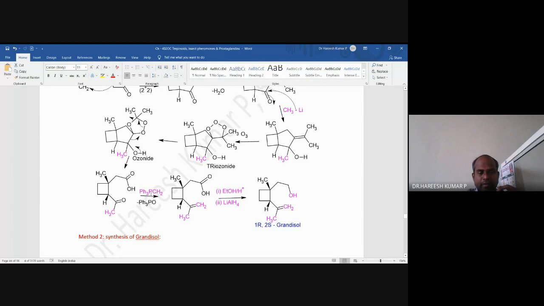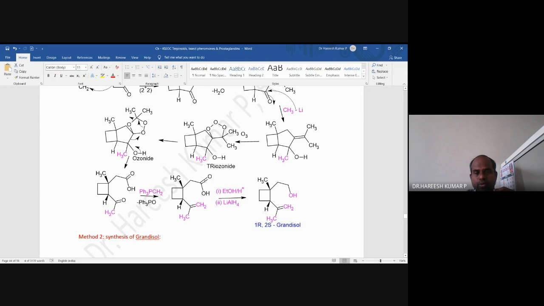And you know that this particular reaction is called the Wittig reaction. So what will it do? It will convert a ketone into an alkene. So in place of oxygen, this CH2 will form a bond. So that is how an alkene is obtained.